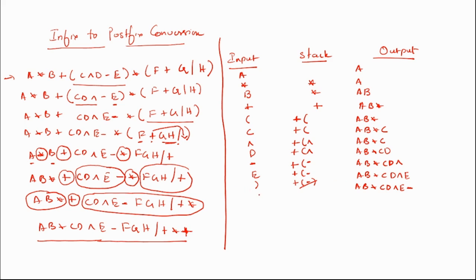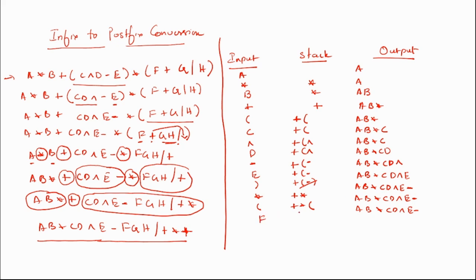Correct? And then I have star here. Now I can compare star to plus. Star has greater precedence than that of plus. Therefore, I will push the multiplication operator, star, into the stack. Correct? Now I have A B star CD to the power E minus. Correct? After this there is an open parenthesis. Therefore I'll say here star, open, A B star CD to the power E minus.